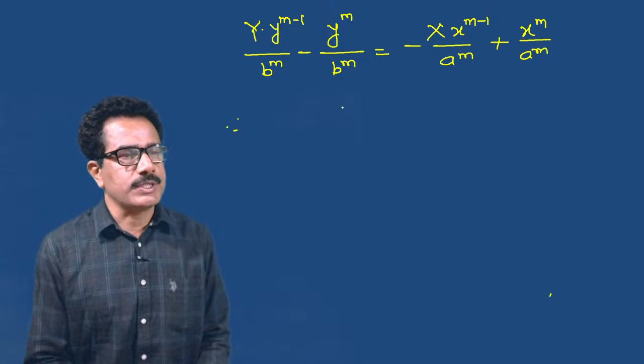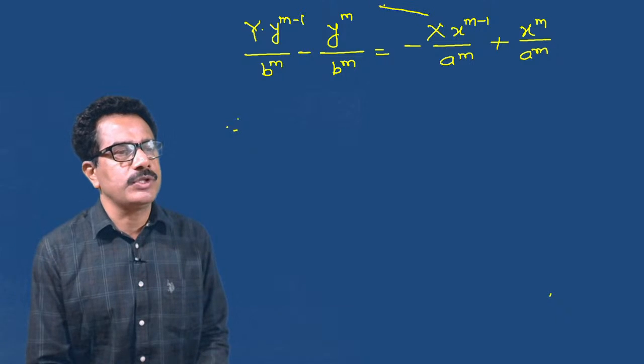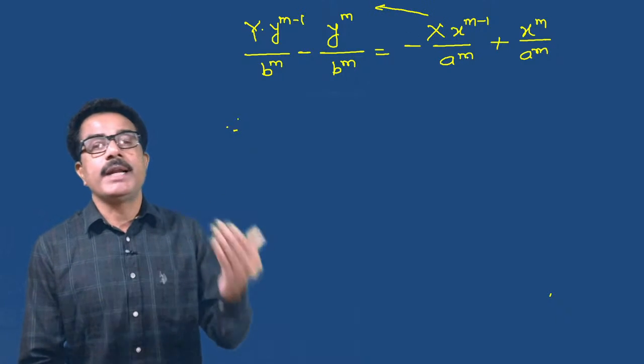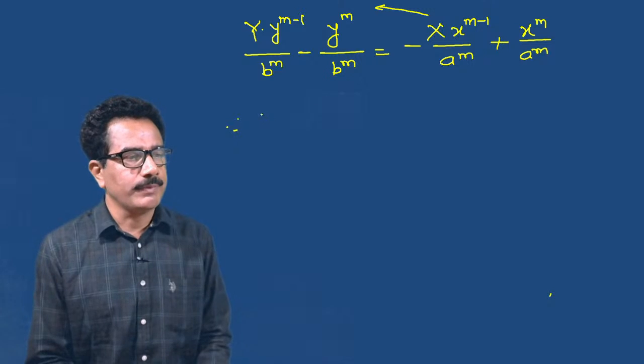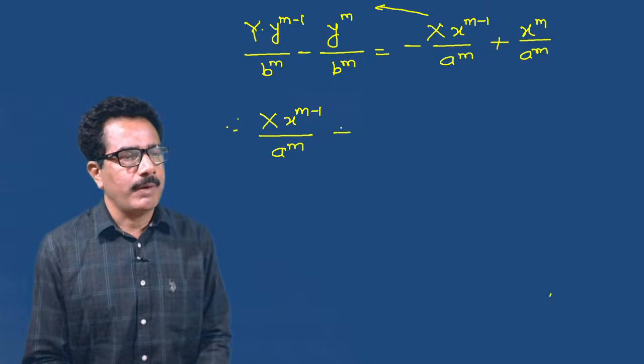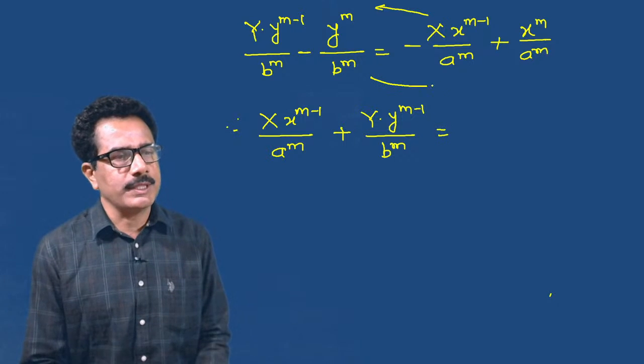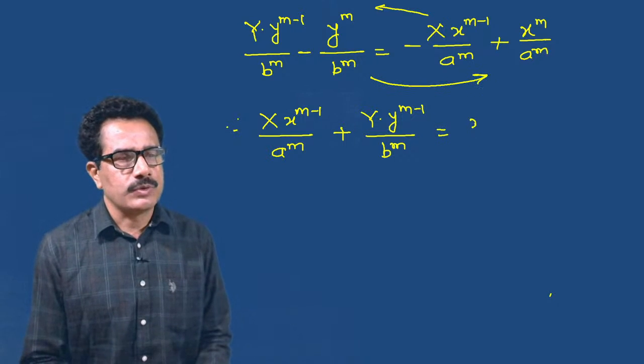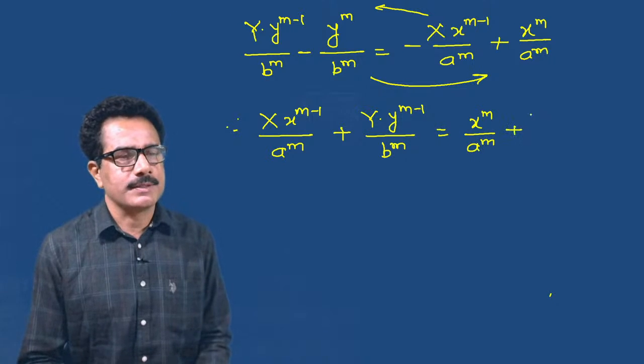Now transfer this term on the left side, make it positive. Here is a negative term; whichever term on the right side is negative, make it positive. So capital X into small x raised to m minus 1 divided by a raised to m plus capital Y into small y raised to m minus 1 divided by b raised to m. So transfer this on the right side: x raised to m divided by a raised to m plus y raised to m divided by b raised to m.